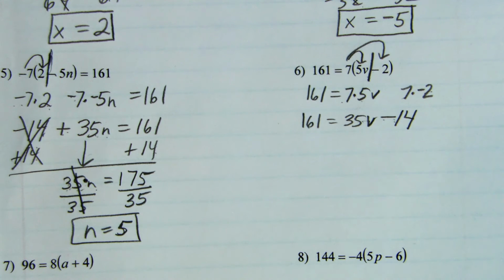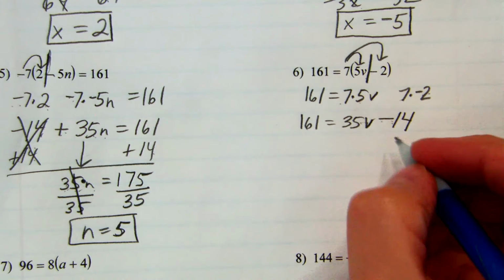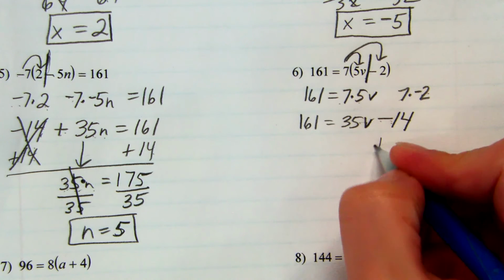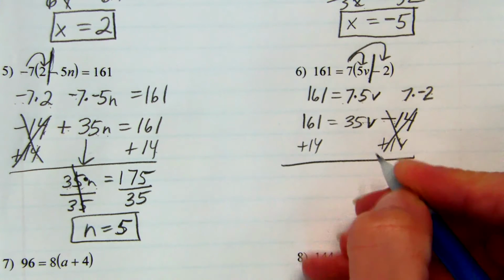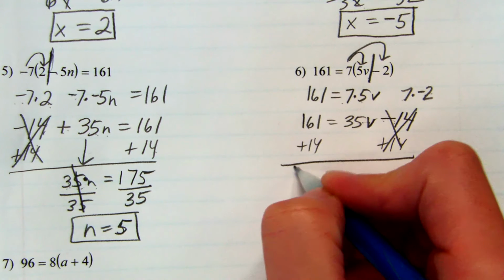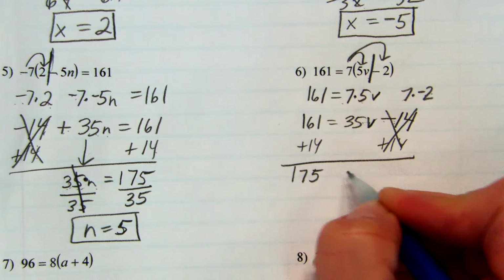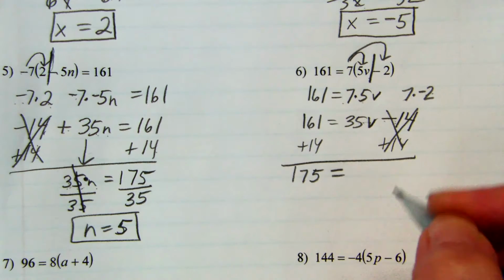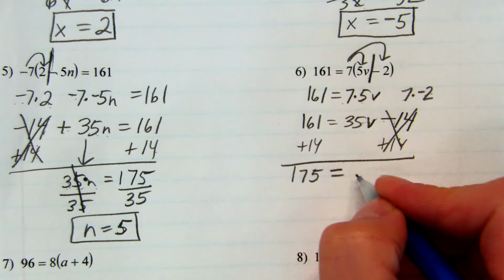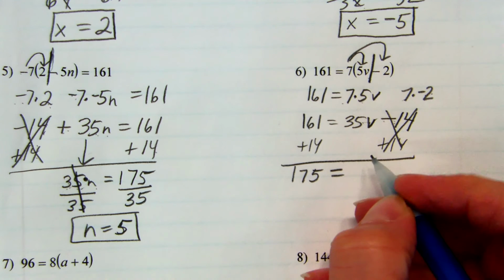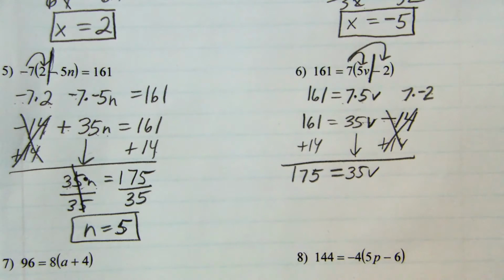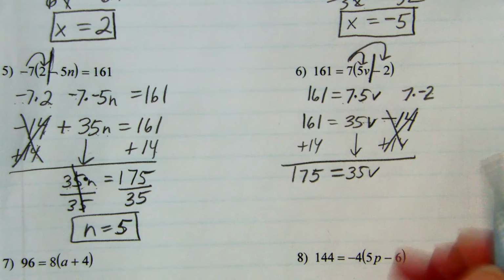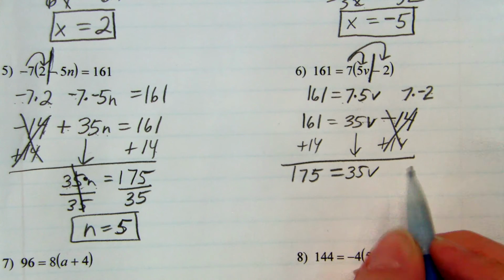Go ahead, Jaden. Plus 14. So then we're going to have 175 again. Those are the same numbers we just had on the last problem. How weird is that? It's going to be negative 5, and then it's positive, and then we'll bring down the 35v. Very strange, but the computer made these, so it's just a random coincidence.